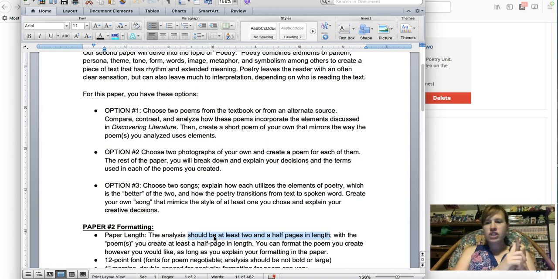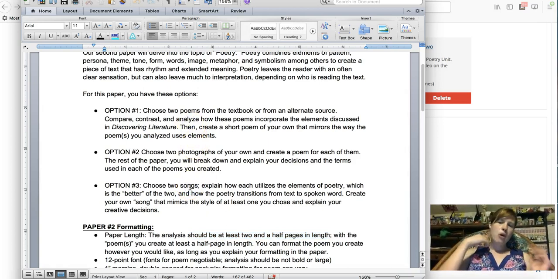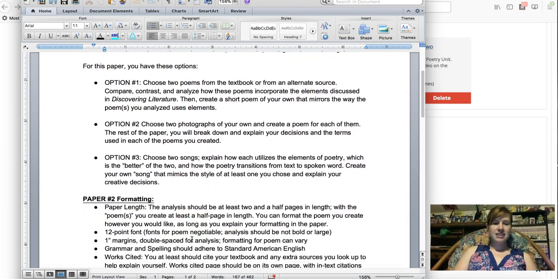You should have an introduction explaining what option you picked and what you're going to talk about. You should have your body paragraphs where you analyze, and then your conclusion. And then typically most students will put their poems and images either at the very beginning or the very end. If you chose options 1 or 3, they'll usually save the poem they created for the very end. But if you chose option 2, a lot of students will start out with their photographs and poems and then break it down in the analysis afterwards. So you've got a lot of options. It just is up to you how you want to format it, as long as it follows these formatting points here.